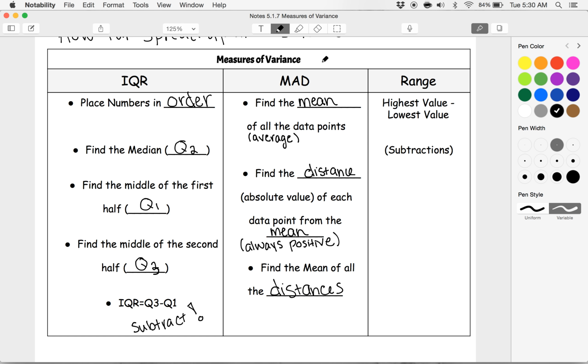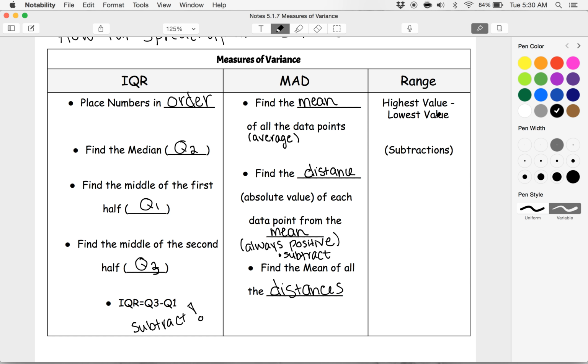So for MAD, we need to find the mean of all the data points. We call that the average. We have to find the distance from each data point to the mean. And remember, we're always going to keep that positive. And then we find the mean of all the distances. Remember, also on this step, we're subtracting. That helps you remember. Go for it.